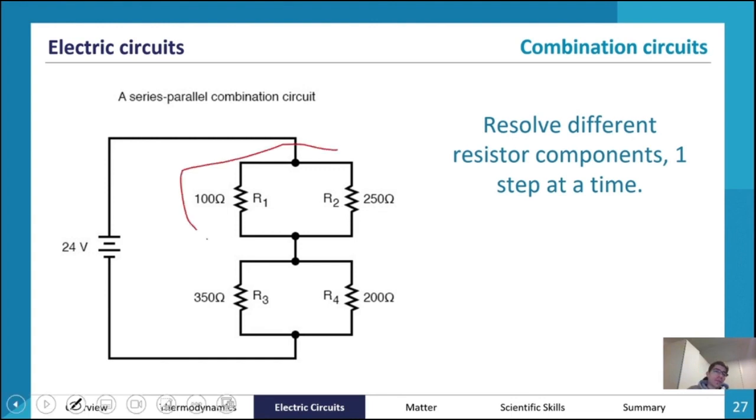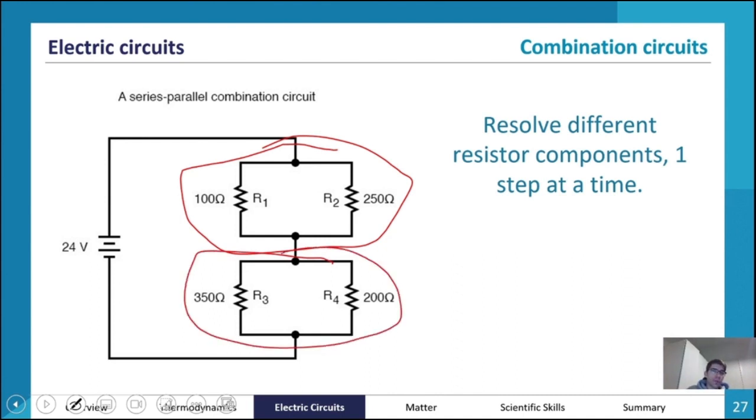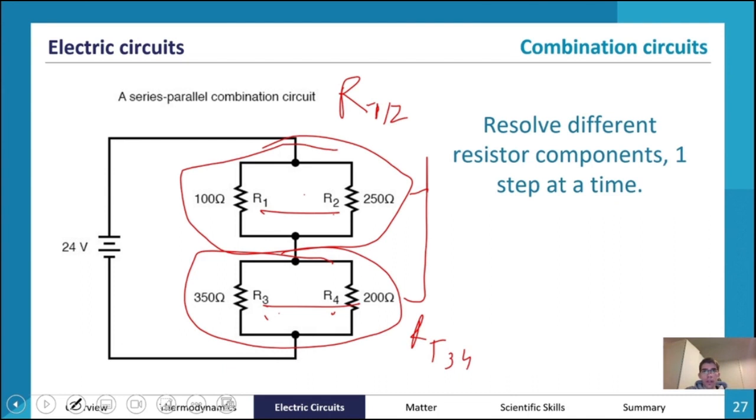First of all, we need to solve what we have here. We have 2 resistors which are in parallel here and 2 resistors which are in parallel. If we solve those 2, then we will finally get 2 resistors which are connected in series to each other. So we have R1, R2, R3, R4. Let's call this one RT1,2 and then RT3,4, right? So the total of 1 and 2 and the total of 3 and 4.